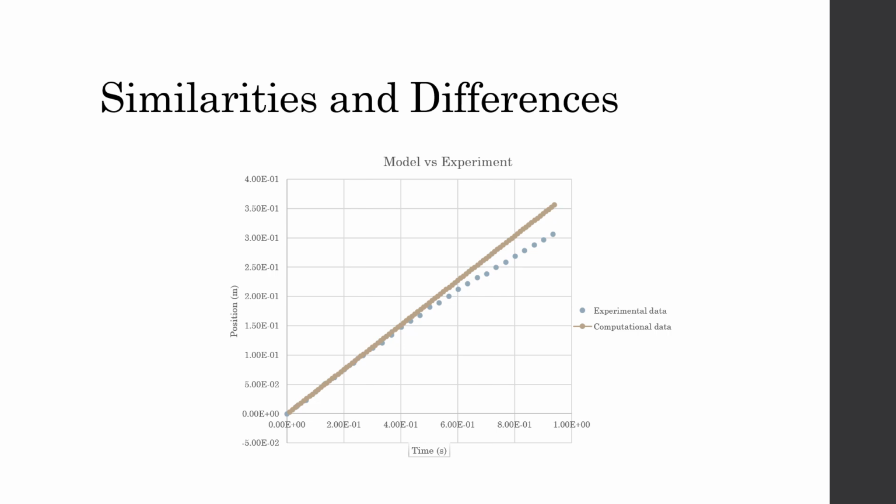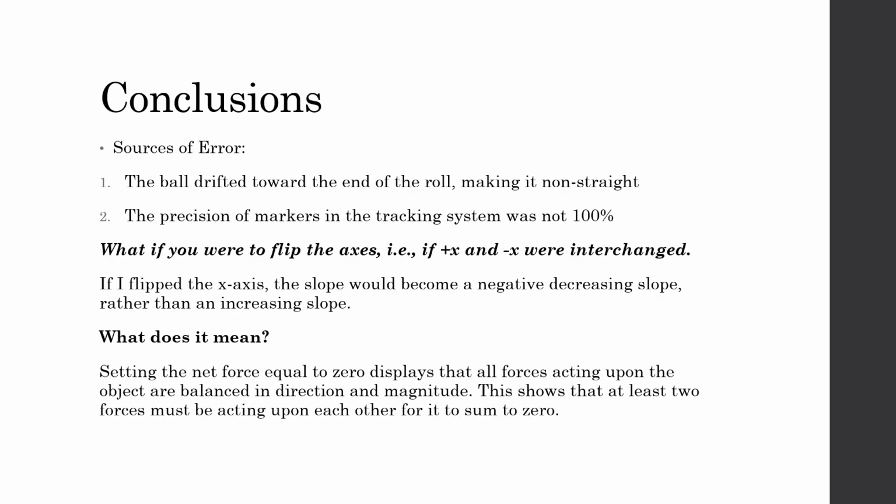This could be due to friction, air resistance, or a slight curve in the roll of the ball, which is not seen in the computational data. Possible sources of error include the ball drifting slowly sideways toward the end of the roll, making it not a straight and linear path. The precision of the markers in the tracking system could additionally not be 100% accurate. The slightly off accuracy could create a slight difference in the computational data's true set.